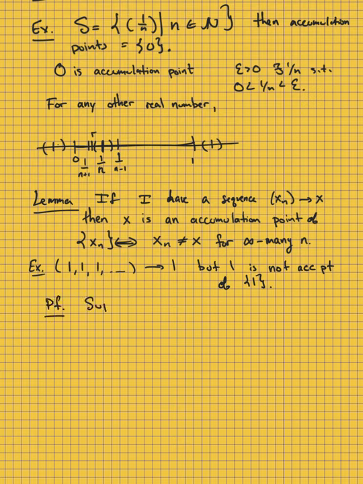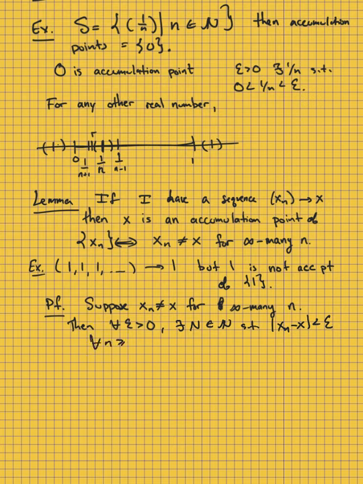Okay, so I'll just prove one direction, which is suppose that there are infinitely many terms which are not equal to the limit. Okay, well then for any epsilon we know that there's some natural number N so that |xn minus x| is less than epsilon for all n greater than or equal to N.